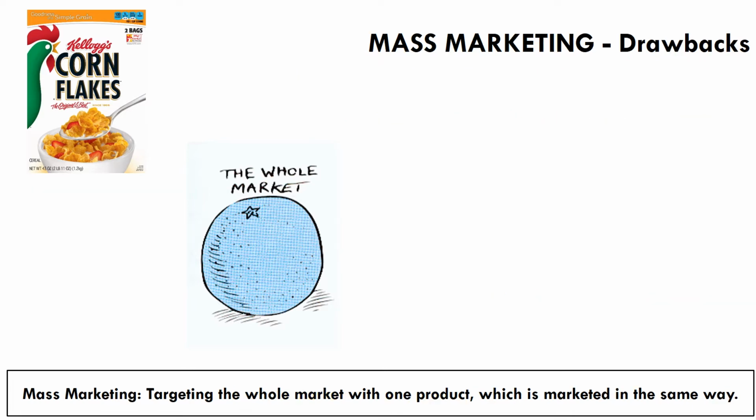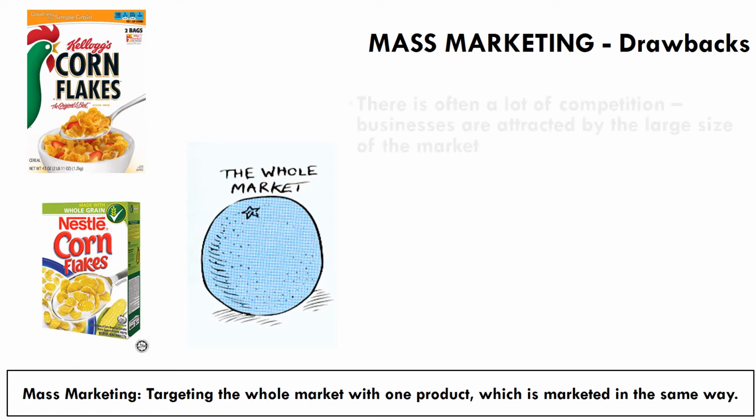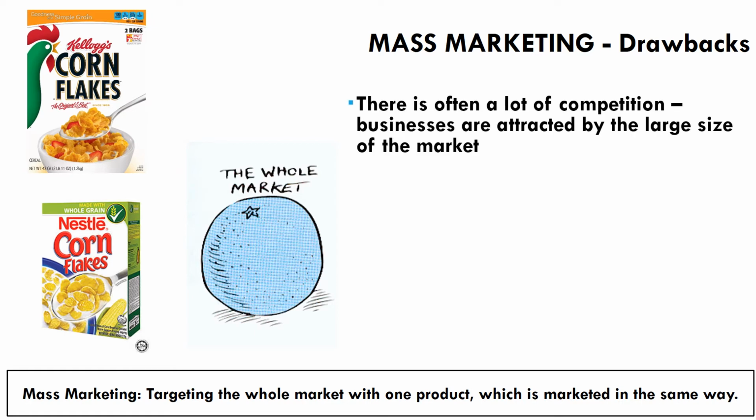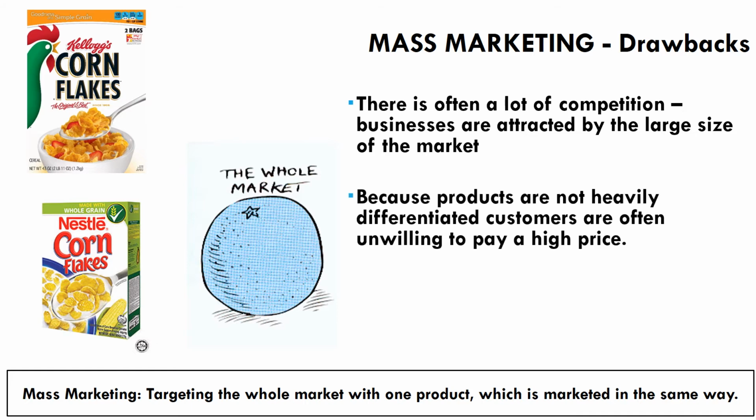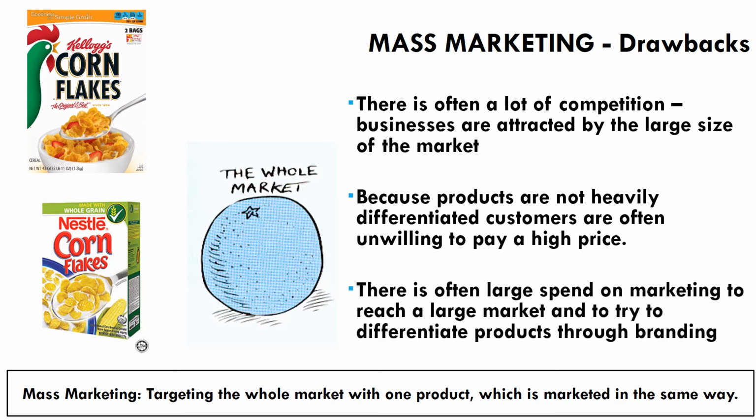Are there any drawbacks to mass marketing? Well, potentially, there's often a lot of competition. So businesses are attracted by the large size of the market, and we have a lot of rivals. Because products are often quite similar in a mass market, customers are often unwilling to pay a high price. And often we have to spend a large amount on marketing, on advertising and making customers aware of our products to try and make sure we get through to that large market.